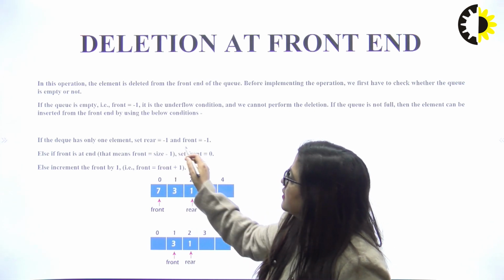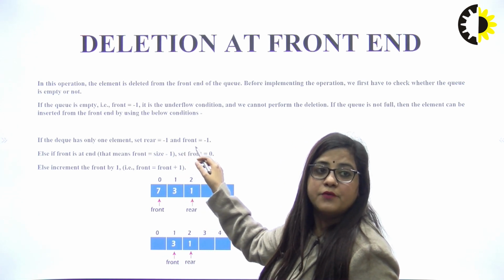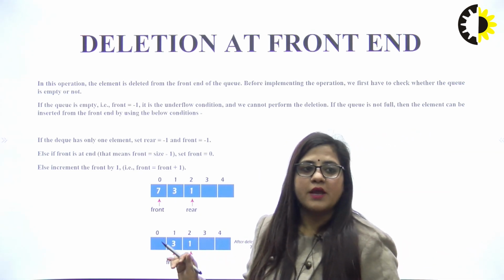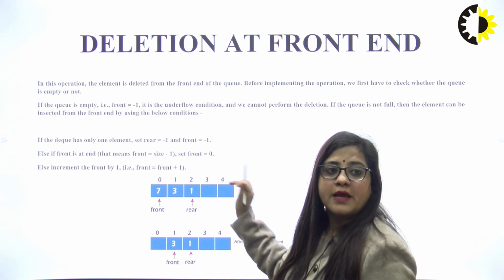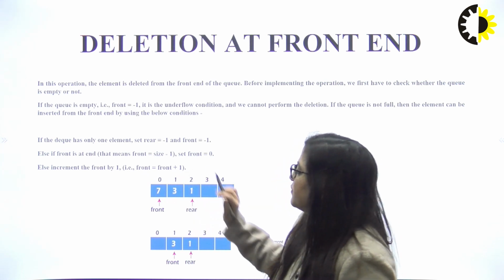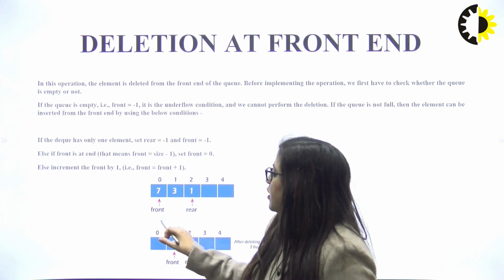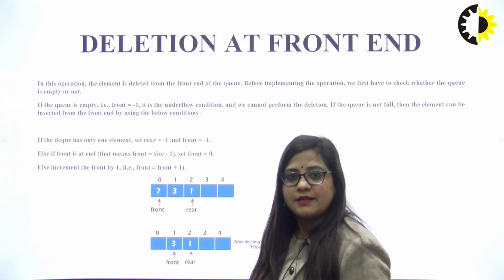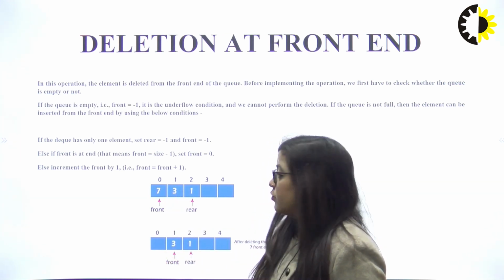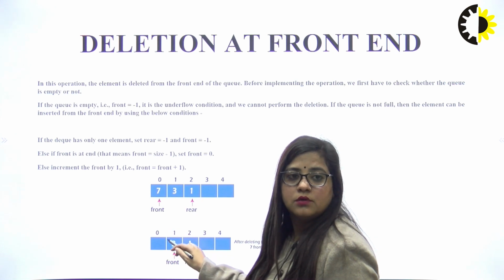Then again check this condition. If it has only one element, then set rear equal to -1 and front equal to -1. Else if front is at the end, meaning front equals size minus 1, then set front equal to 0. Else increase the front by 1, so front is front plus 1. Let's suppose front is equal to 0 and you want to delete 7. You can easily delete it, but now what is the value of front? Now front is plus 1, so now front is 1.